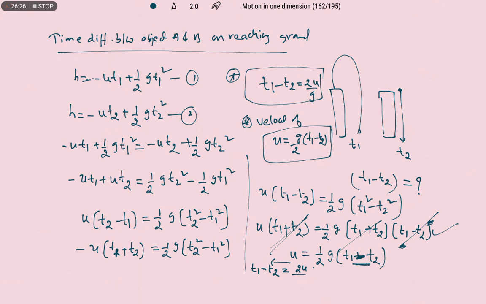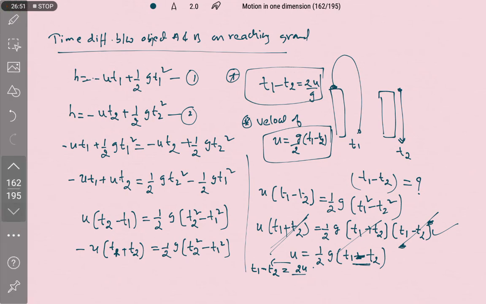Right. So these are some different cases for a body, or three bodies. One is projected vertically upwards from the top of a tower, another one is projected downwards with the initial velocity u, and the third one is under free fall. So the time taken will be given, and they are going to ask different cases like this.